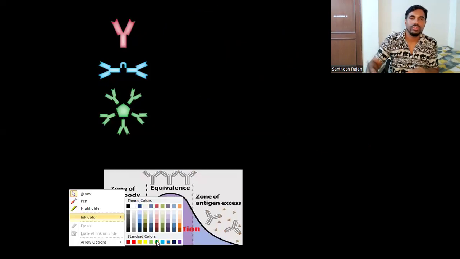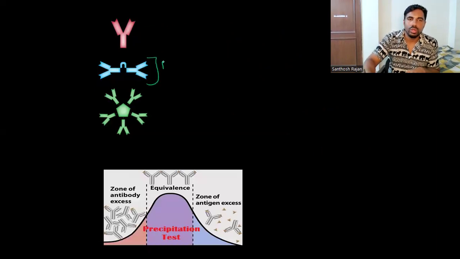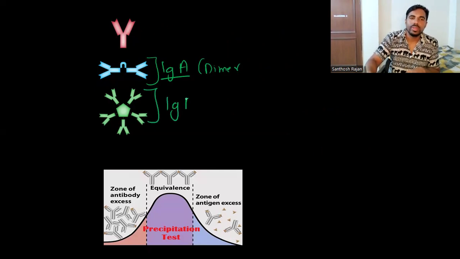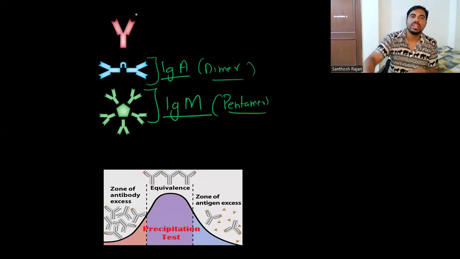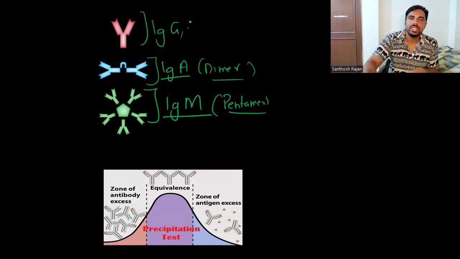Now a few things which are already revised. Immunoglobulin A is a dimer, like this dimer with a J chain junction. And what is this one? Pentamer. This is your IgM. M is for macro, so big, so pentamer. Five units are there, so valency will be 10. The rest, IgG, IgD, and IgE, are usually monomers only, nothing special about it.